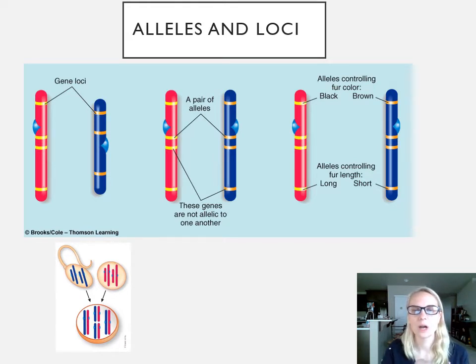So again, when we talk about an allele, let's say we have a gene. A gene for, we'll take a look at this example here, fur color, maybe we're talking about a cat or a dog or a bear or whatever. So here's the gene for fur color. It is located on this specific location of this chromosome. Let's say this is chromosome number 1.